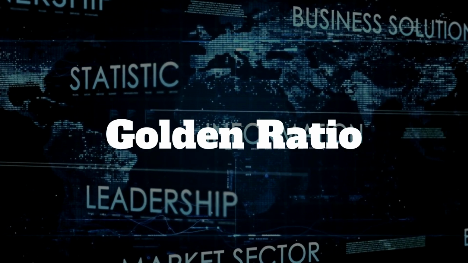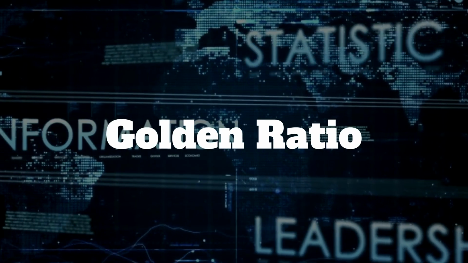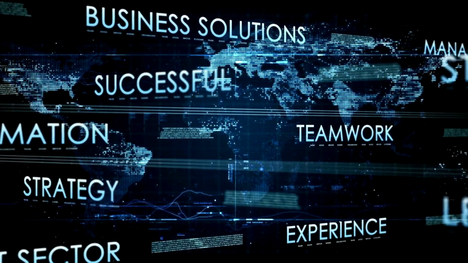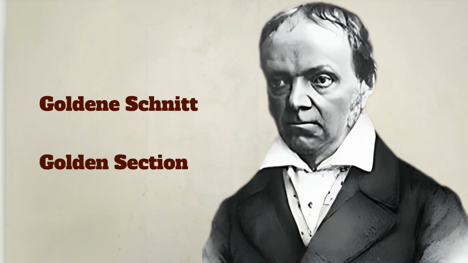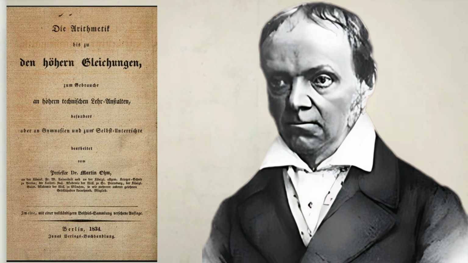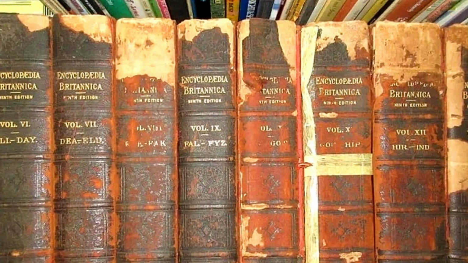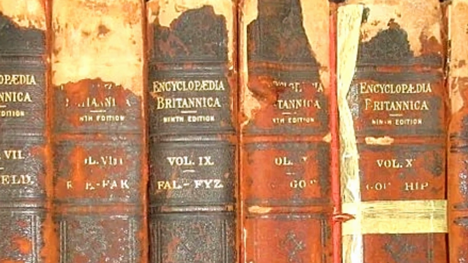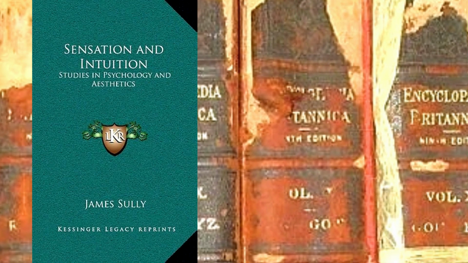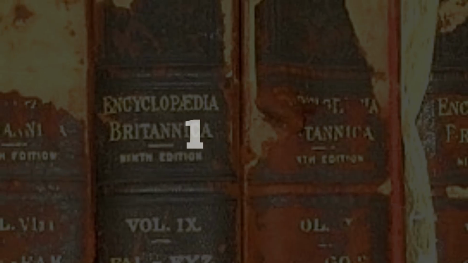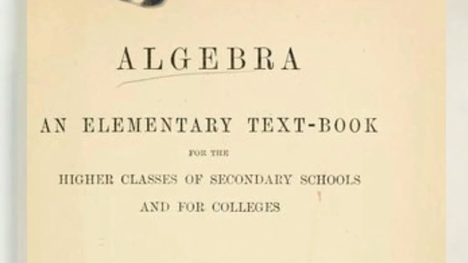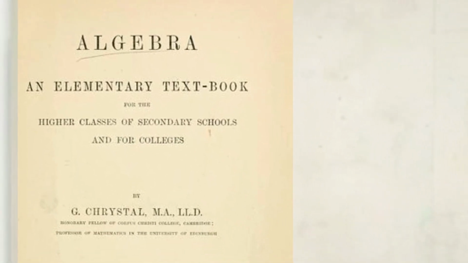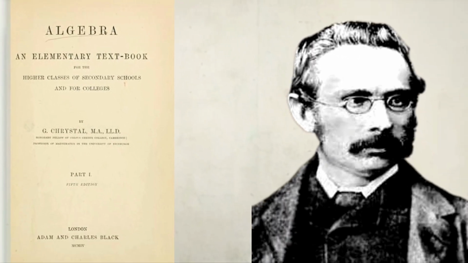The term golden ratio wasn't actually used until the 19th century. It's believed that the first person to use the term golden was the German mathematician Martin Ohm. He used the term goldener Schnitt, which translates to golden section, in the second edition of his book Die reine Elementarmathematik, published in 1835. The term golden ratio made its first appearance in English in an 1875 Encyclopaedia Britannica article on aesthetics by James Sully. However, it wasn't until 1898 that the term was used in a mathematical context, in the book Introduction to Algebra by Scottish mathematician George Chrystal.